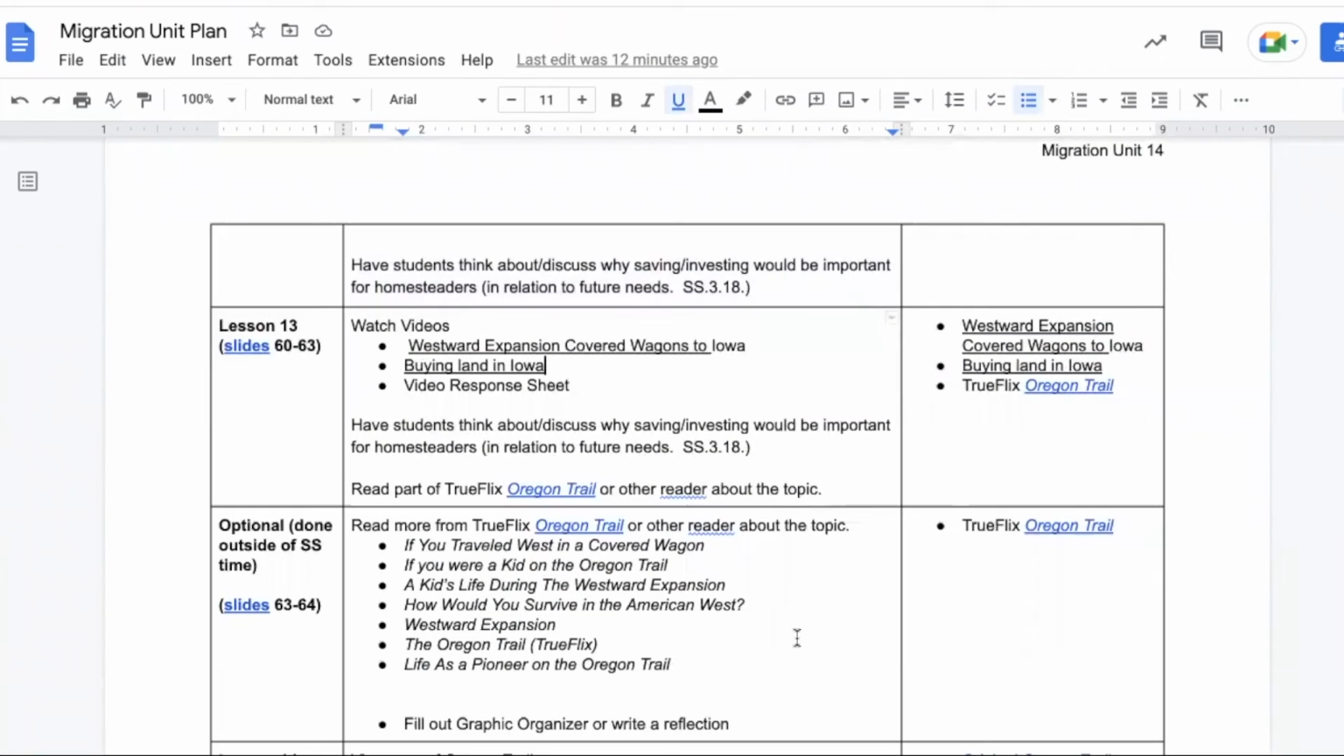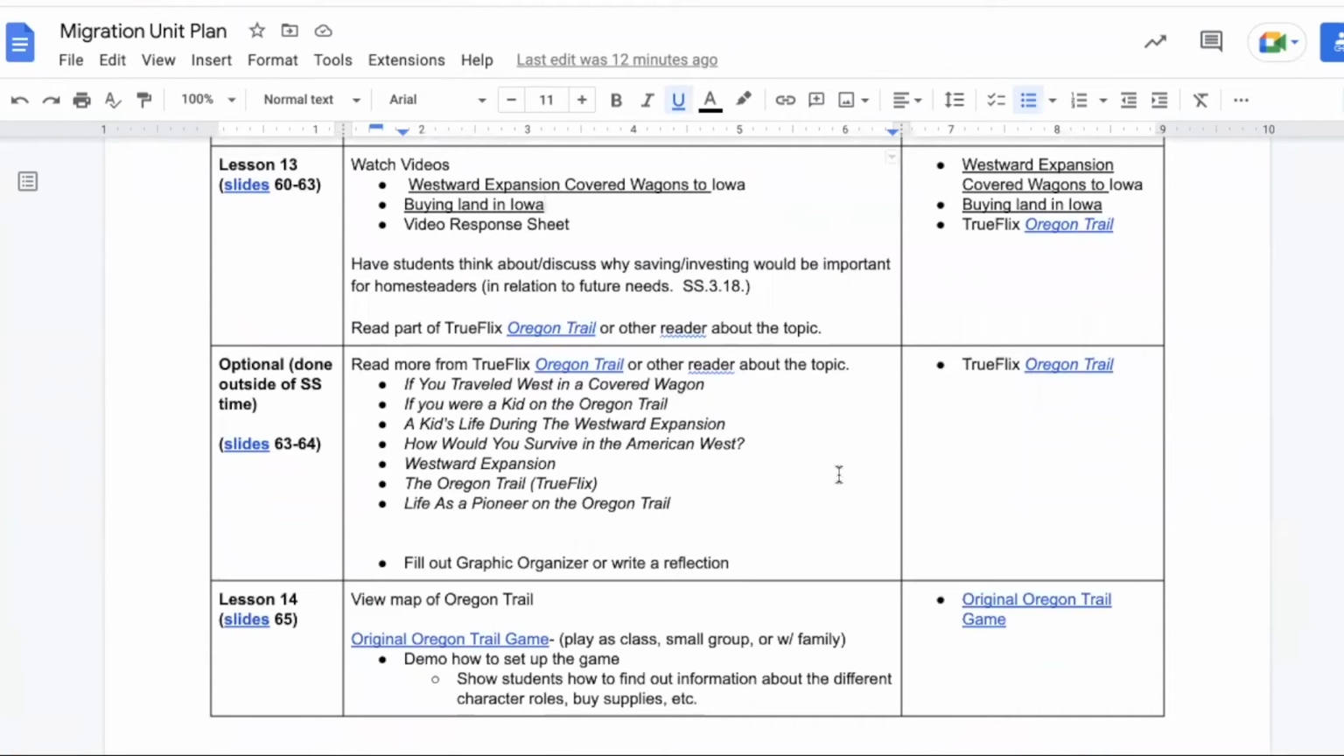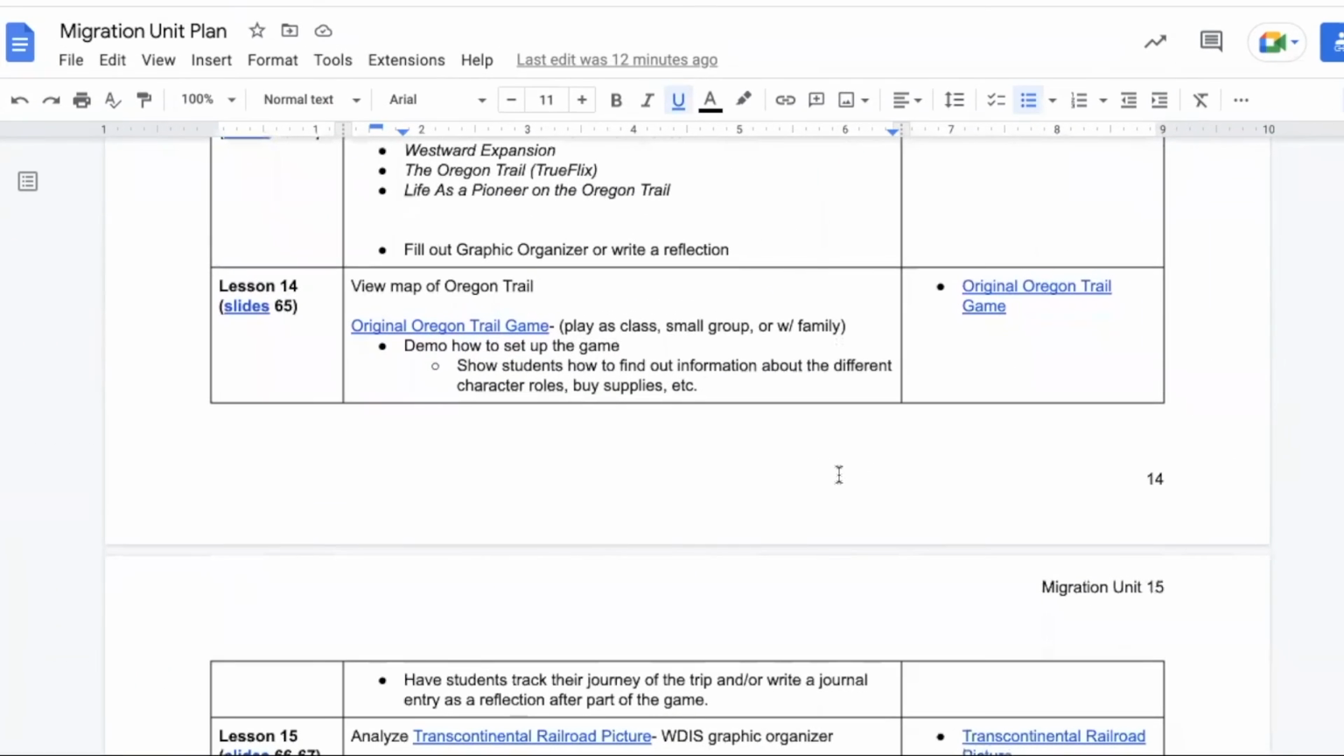Lesson 13 continues along with that concept on saving and investing, and we have some information about covered wagons to Iowa, buying land in Iowa. Then we can also use the TrueFlex Oregon Trail or any other texts about that topic. Right after lesson 13, there are some more optional items related to the Oregon Trail. This is hit again in 5th grade and a little bit in 8th grade, but if you have some time, feel free to do a little bit more exploring on this trail. Lesson 14 has the Oregon Trail game that students can play.